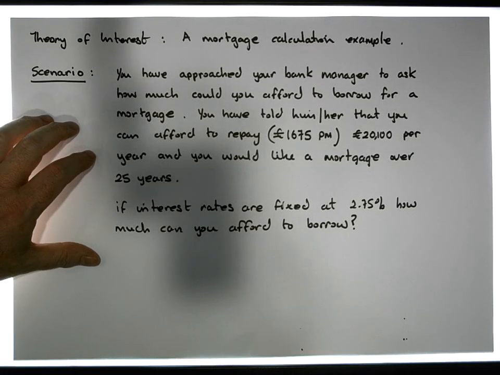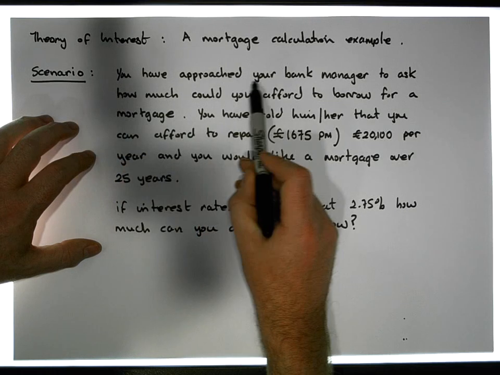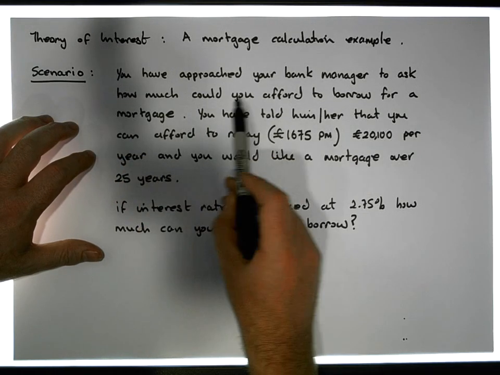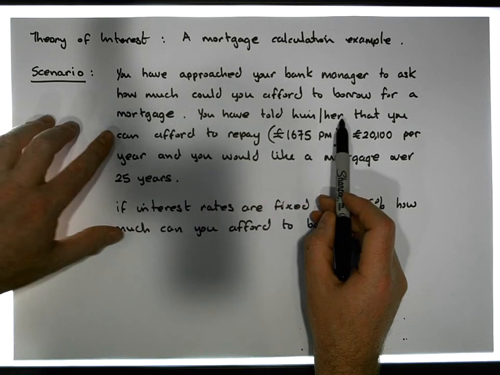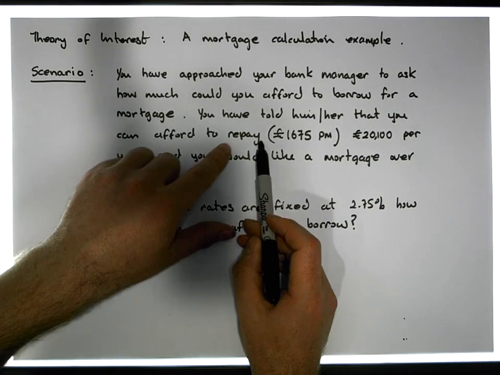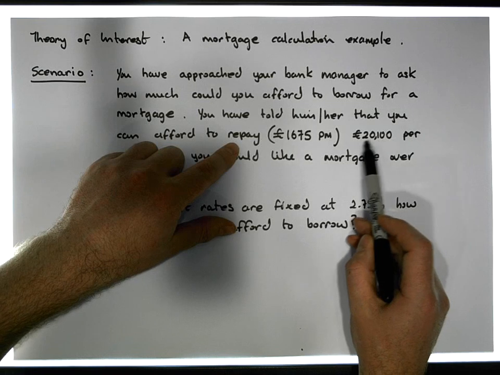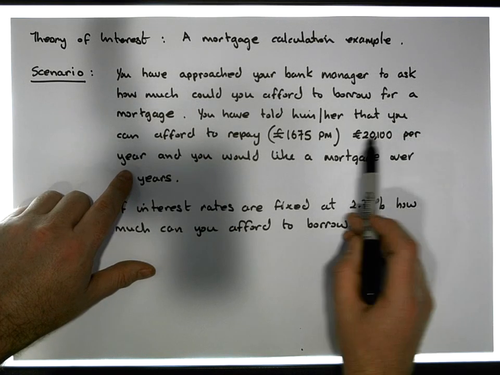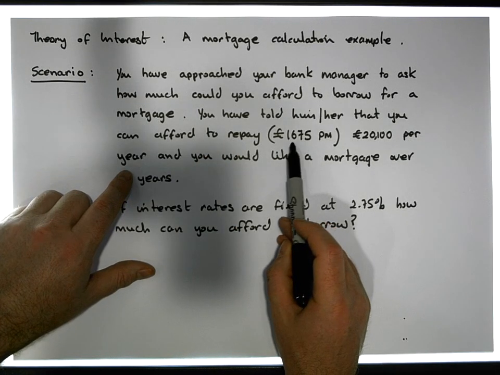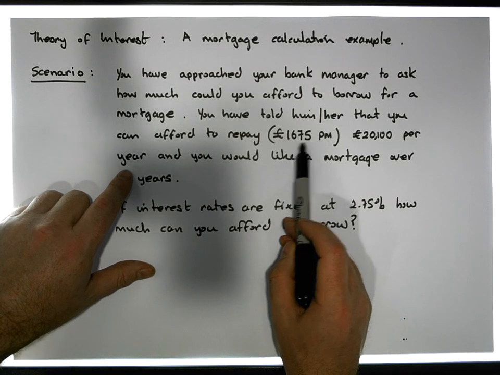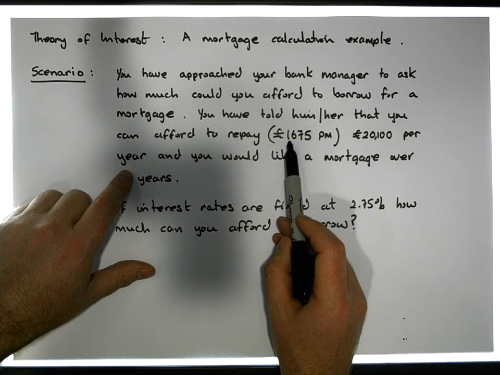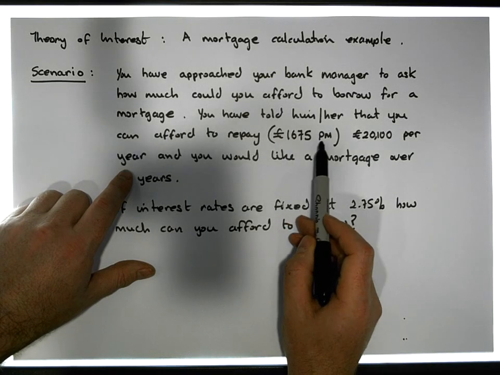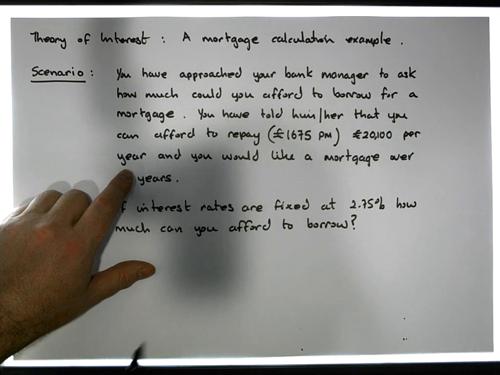So let's look at the scenario that I have here. You have approached your bank manager to ask, how much could you afford to borrow for a mortgage? You have told him or her that you can afford to repay 20,100 euros per year, which equates to about 1,675 euros per month. Or if you want to think about this as dollars, you can afford to pay back $20,100 a year, about $1,675 per month. That's what you think you can afford.